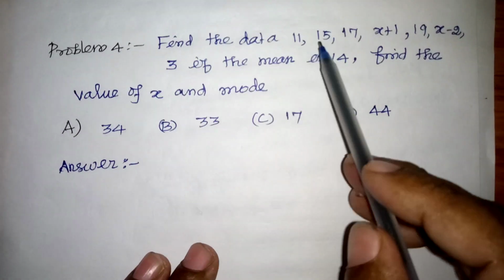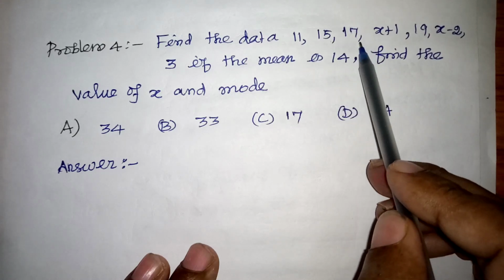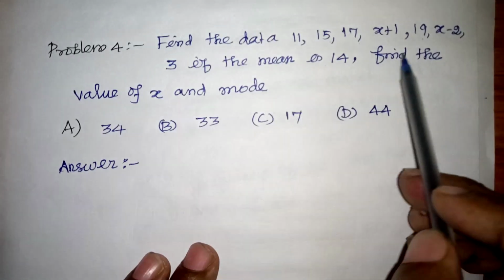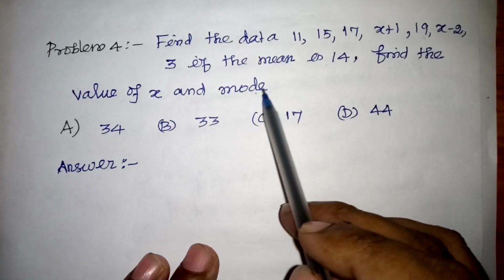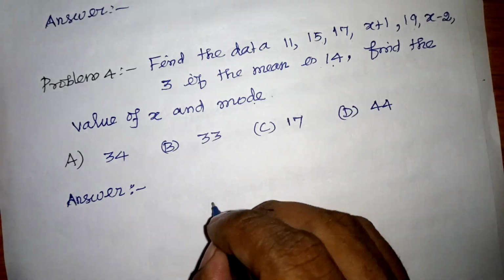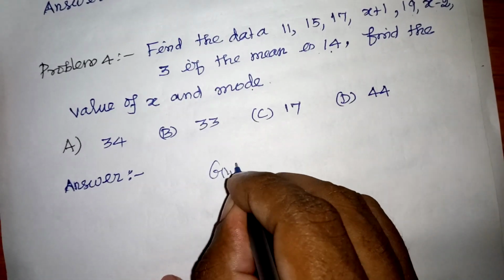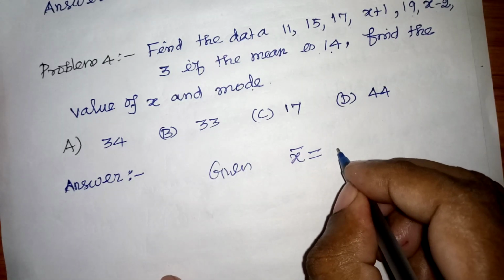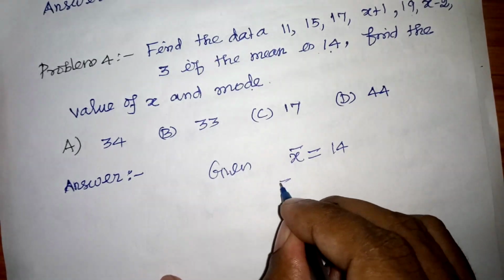Now find the data: 11, 15, 17, x plus 1, 19, x minus 2, 3. If the mean is 14, find the value of x and the mode, which is a different problem. So the data are given and the mean is given. Mean we already studied: x bar is the mean.